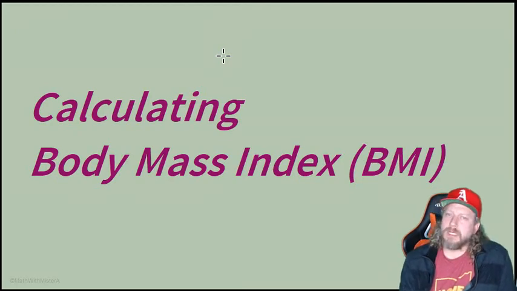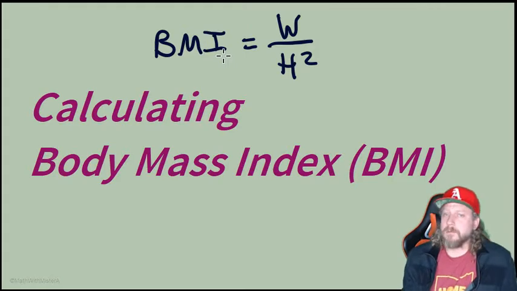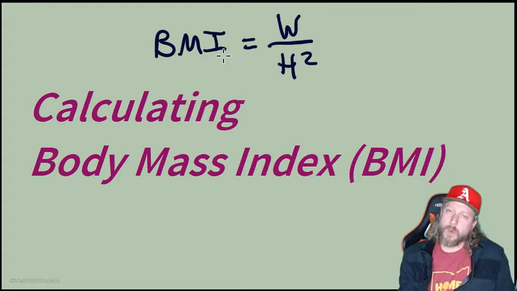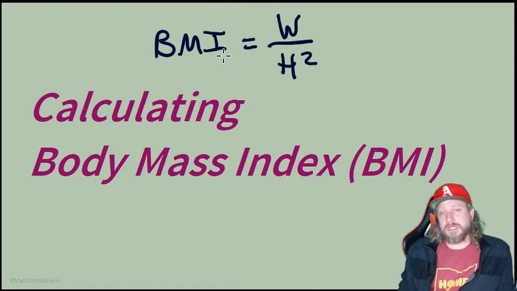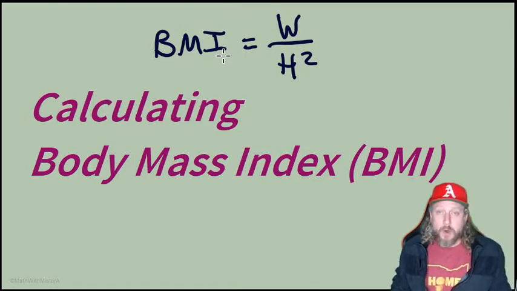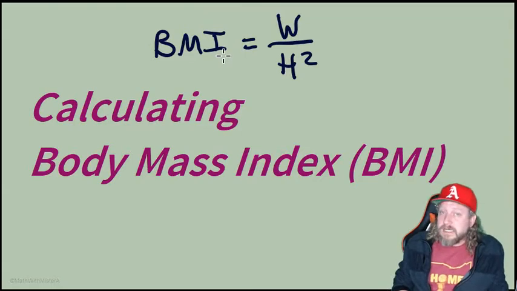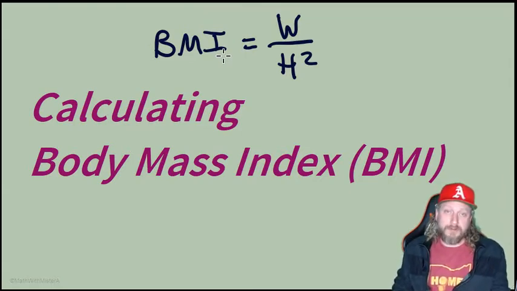This video is about calculating body mass index, or BMI. We're going to be using this nice formula: the body mass index equals the weight divided by the height squared. And this is a great formula because it only uses two pieces of information that most people usually know about themselves. And if they don't, it's pretty easy to measure. And so it's a nice formula for quickly finding this number for body mass index.